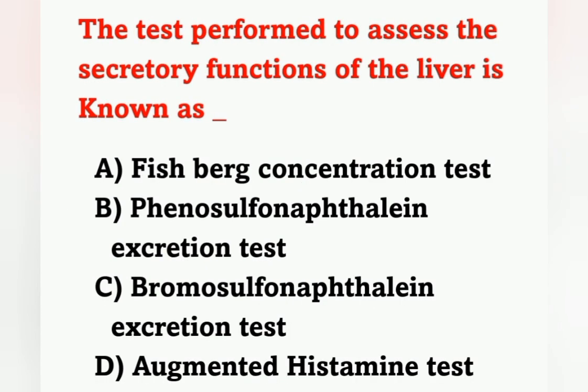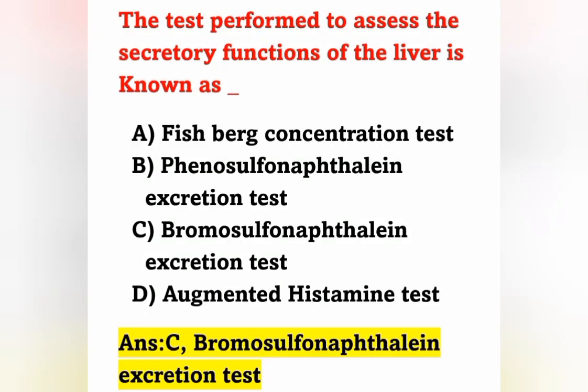Move on to the next question. The test performed to assess the secretory functions of the liver is known as: option A Fishberg concentration test, option B phenolsulfonphthalein excretion test, option C bromsulphthalein excretion test, option D augmented histamine test. Correct answer is option C, bromsulphthalein excretion test, which is performed to assess the secretory functions of the liver.